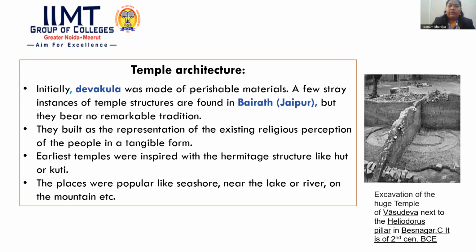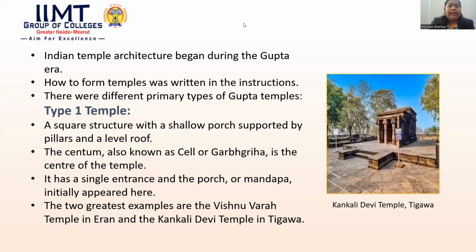The earliest temples were inspired by the hermitage structure like a hut or kuti, and the places that were popular were the seashore, near a lake or river, and the topmost part of a mountain. So they were the most popular places for the building of temples in ancient India. Typically, Indian temple architecture began during the Gupta era, the Gupta age.